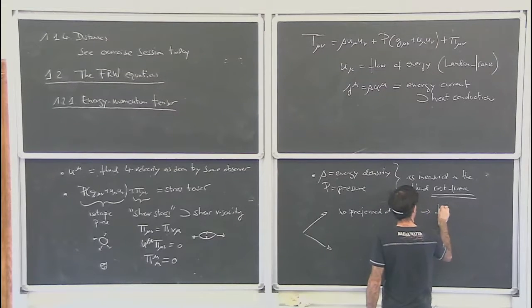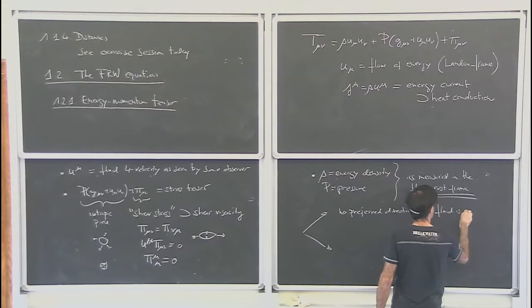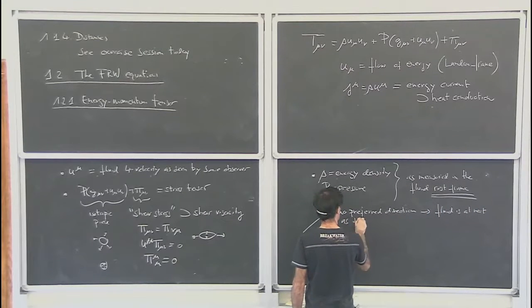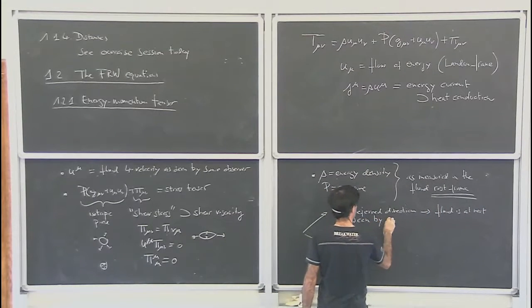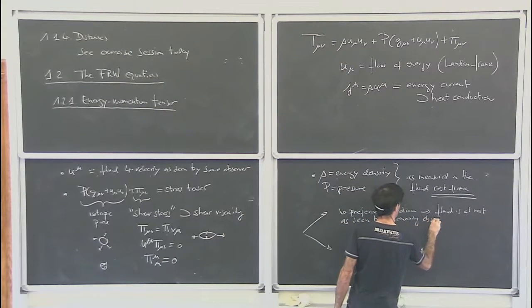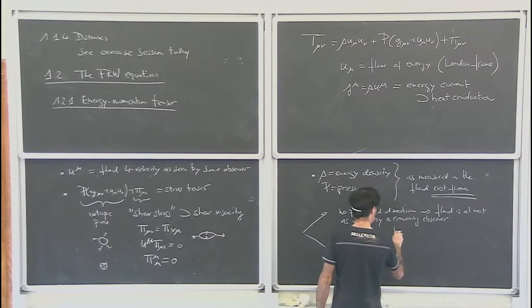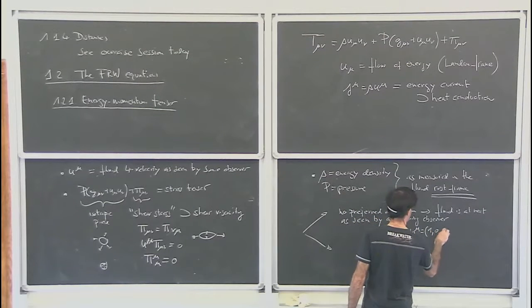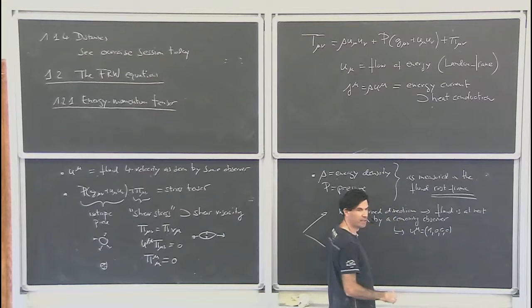So the fluid is at rest as seen by a co-moving observer. Okay, so this implies that the fluid velocity is this with the usual cosmic time.